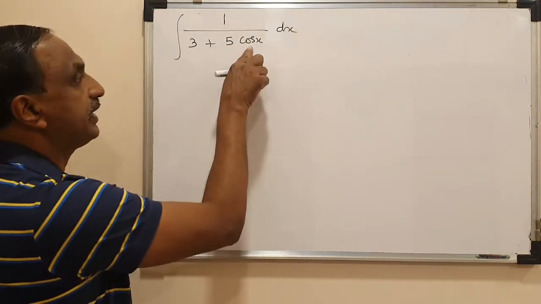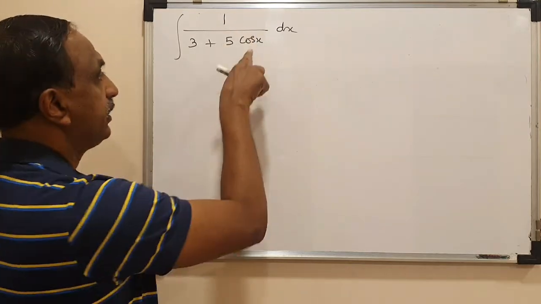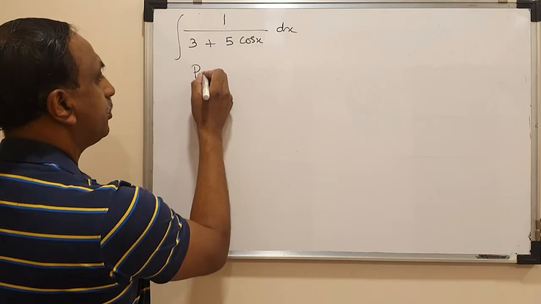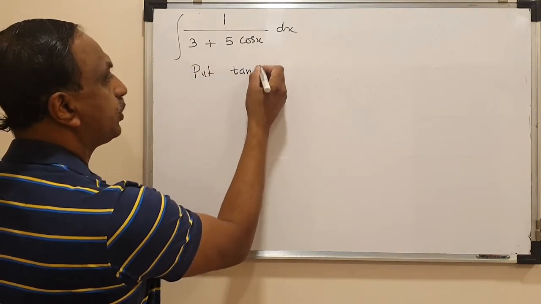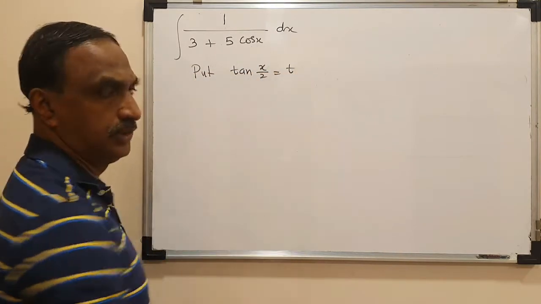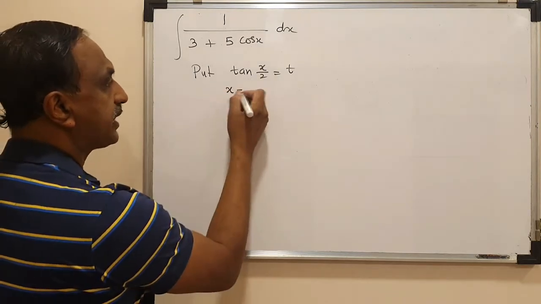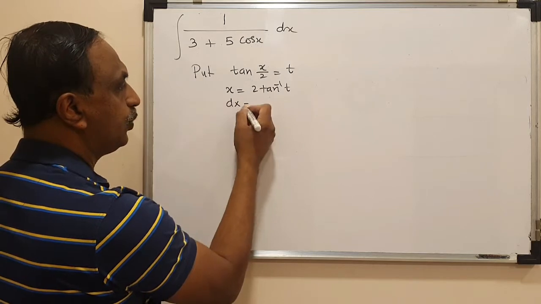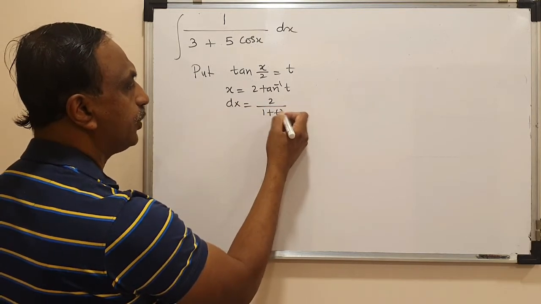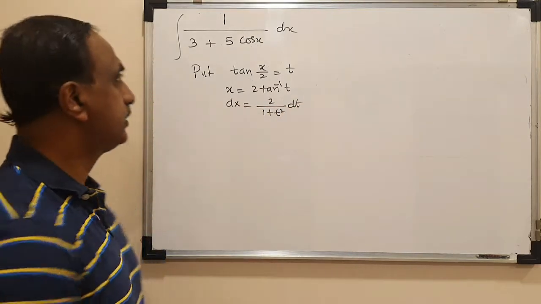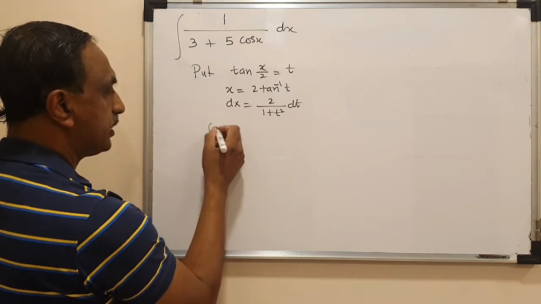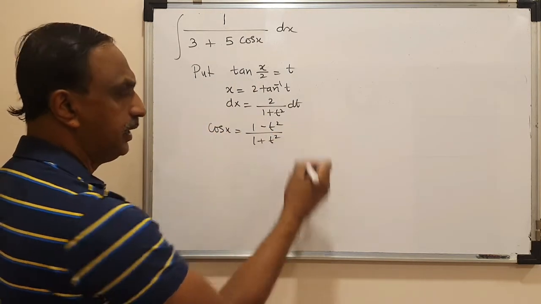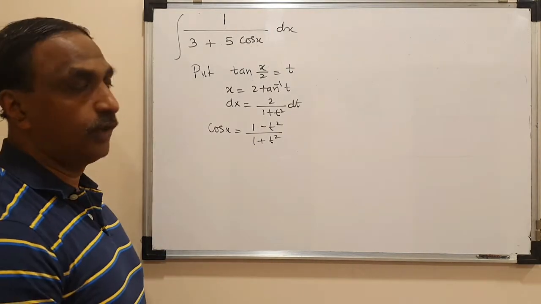So again we can see that the numerator is 1, and the denominator is a combination of cos and a constant. So your method is to put tan x by 2 equal to t. Directly you can make x the subject and differentiate it: 2 dt upon 1 plus t square. In place of cos x, I can write directly 1 minus t square upon 1 plus t square. It is not necessary for me to write the formula.